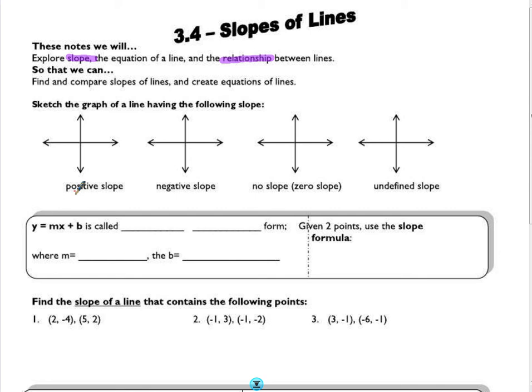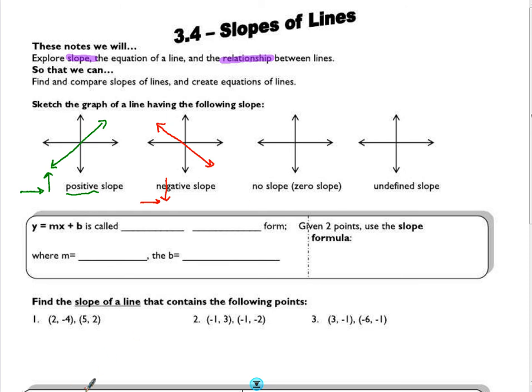The first is when a slope is positive. If we have a positive slope, as I move from left to right, I'm going to move from down to up. Anything that follows that pattern would be a positive slope. A negative slope, as I move left to right, is going to move down. So negative slopes are going to look something like this.